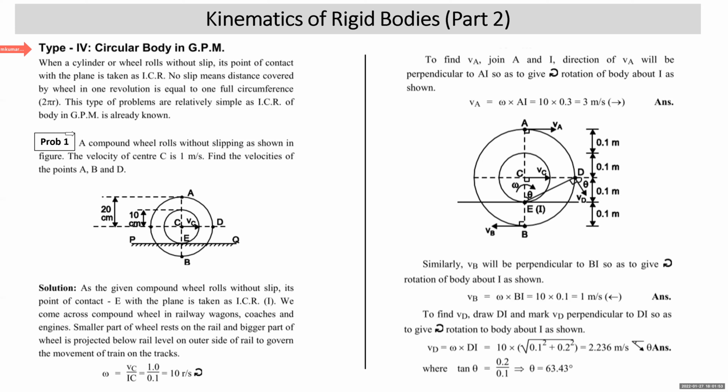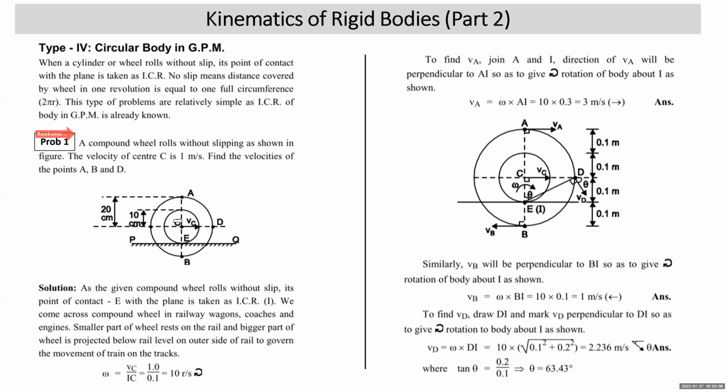Now let's take the first problem of the type. A compound wheel rolls without slipping as shown in the figure. Velocity of center C is 1 meter per second. Find the velocity of points A, B, and D. Now, this is a compound wheel.